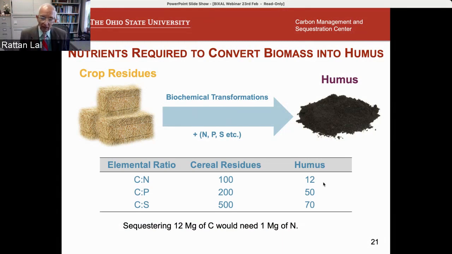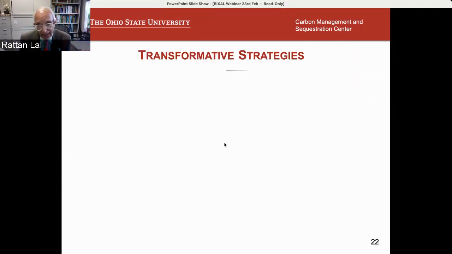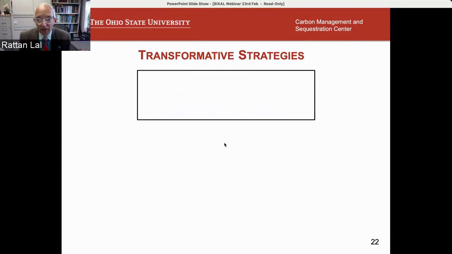Therefore, for the organic carbon to be replaced in the soil that we have depleted, not only does the farmer have to put the residue back, but this residue also has to be supplemented by additional nutrients. Therefore, the farmer has to be compensated for all those additional inputs. This is very critical. And that brings us to how this transformation will happen.